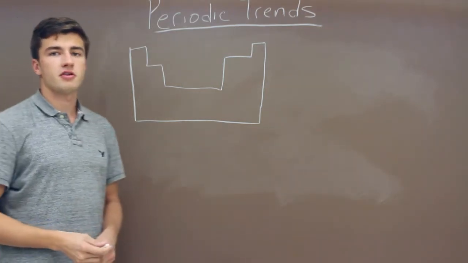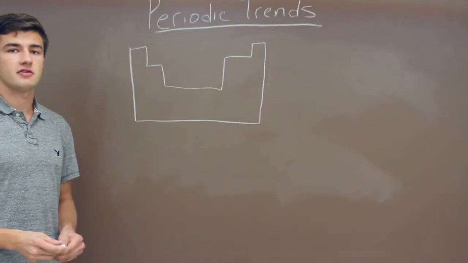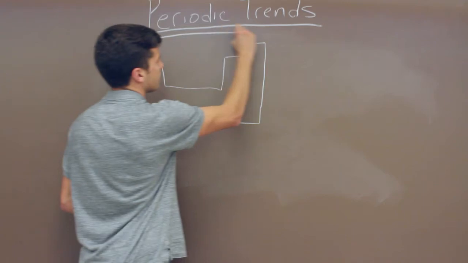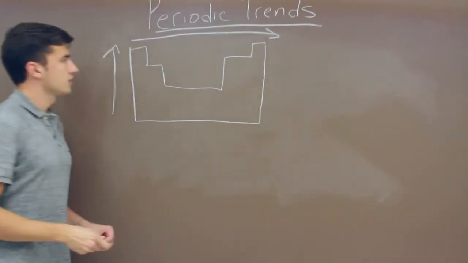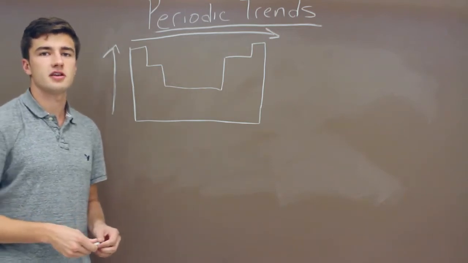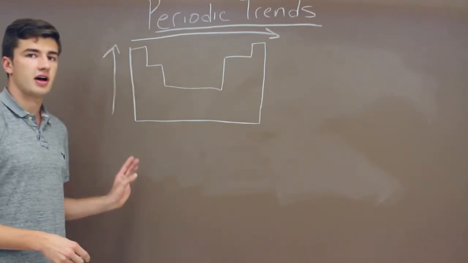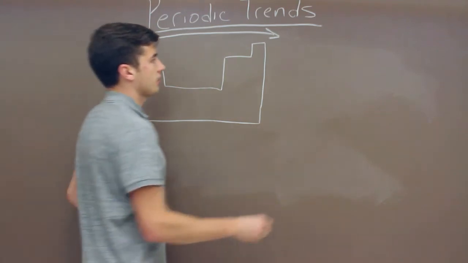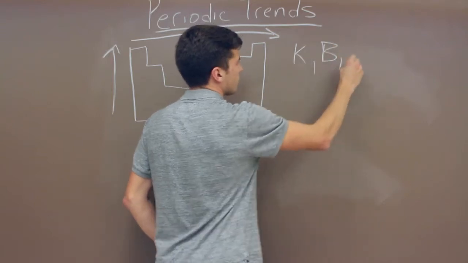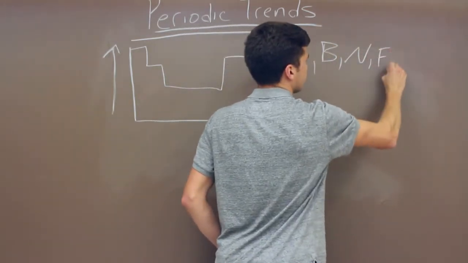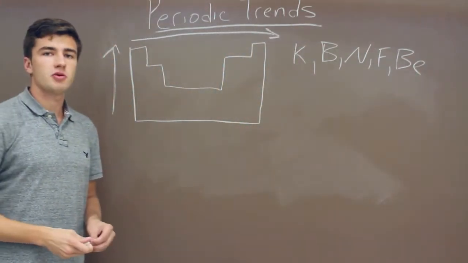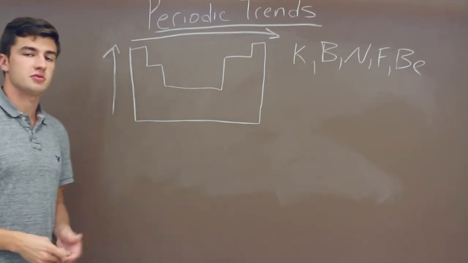So we're going to start off with electronegativity. The trend for electronegativity is it increases as you go up the periodic table and also increases as you go from left to right. So we're going to get a list of elements and we're going to identify their relative electronegativities to each other by ranking them in order from highest to lowest. So we have potassium, boron, nitrogen, fluorine, and beryllium. So we're going to identify where these are on our periodic table and then compare them relative to each other so we can rank them.